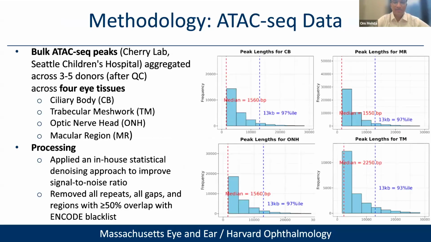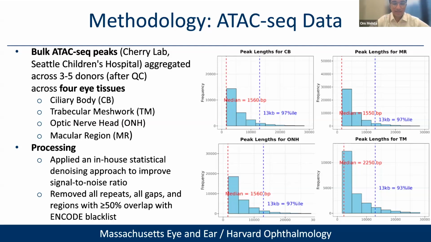For this project, we use bulk ATAC-seq data from 4 human eye tissues: the ciliary body, trabecular meshwork, optic nerve head, and macular region. These 4 tissues are key tissues for the pathogenicity of glaucoma. Ciliary body and trabecular meshwork are aqueous humor outflow pathways that regulate intraocular pressure, and drainage issues in these pathways can lead to elevated IOP and glaucoma. The retina and macula harbor retinal ganglion cells that degenerate in glaucoma. These RGCs exit the eye to the brain via the optic nerve head.